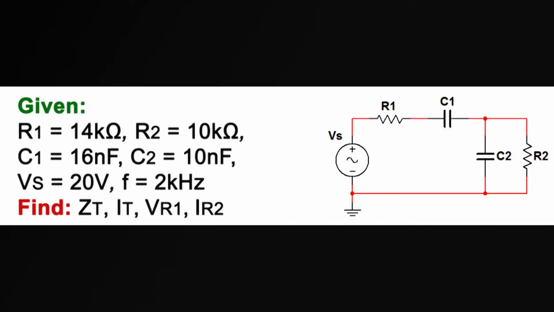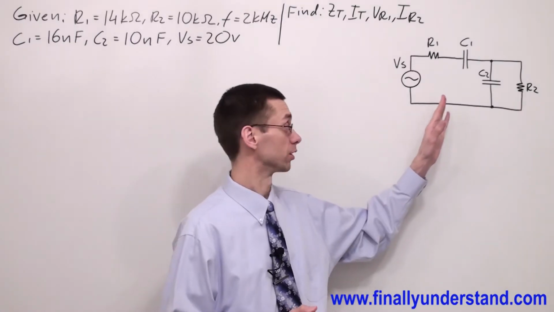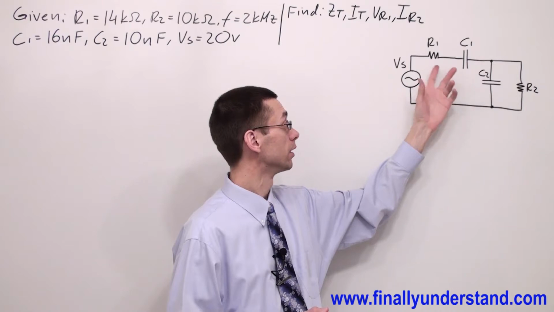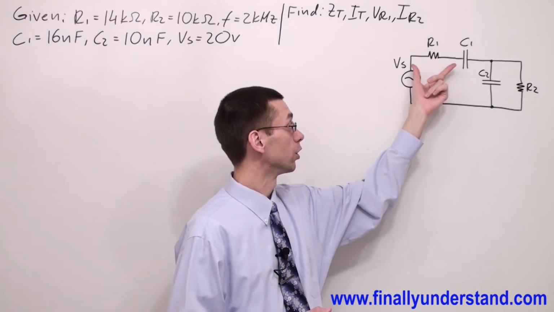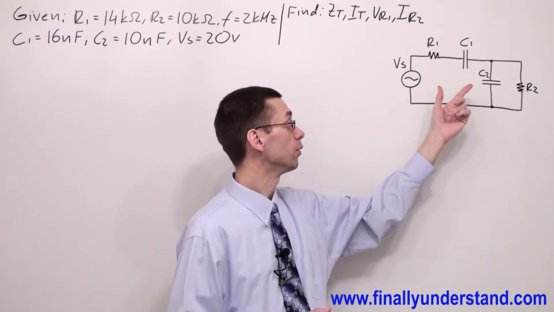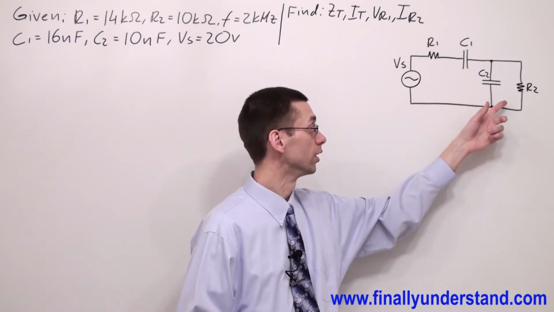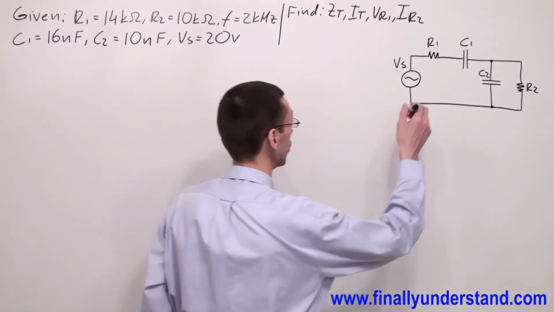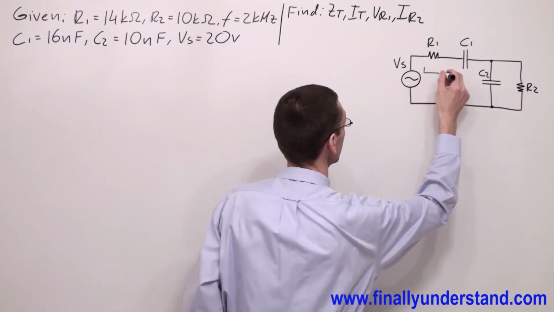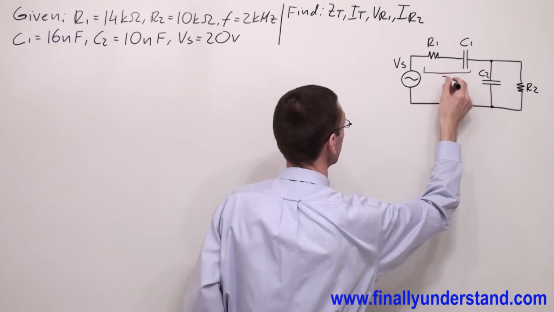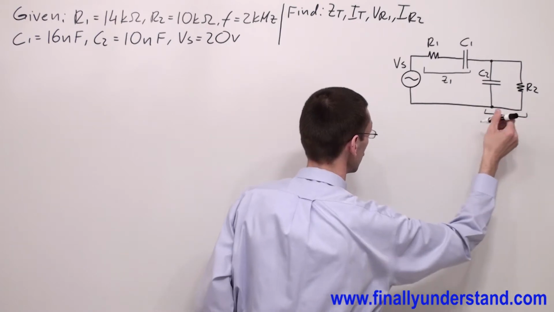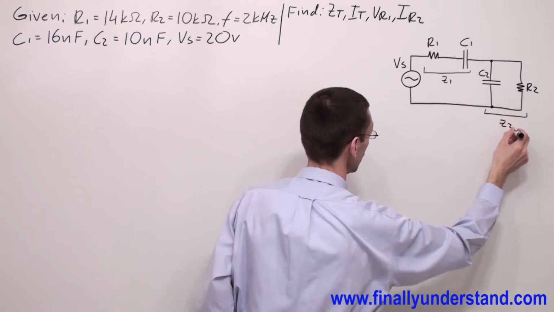Let's take a look at this example. This time we have a series-parallel circuit. We have R1 and C1, a resistor and capacitor connected in series, and we have capacitor C2 and resistor R2 connected in parallel. That's why I'm going to call the combination of these two components Z1, impedance 1, and the combination of these two components Z2.